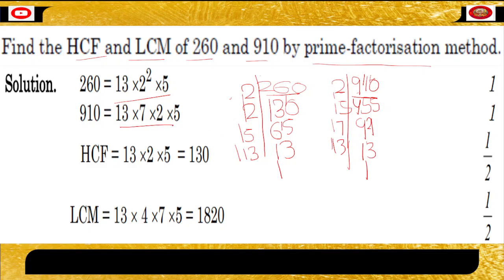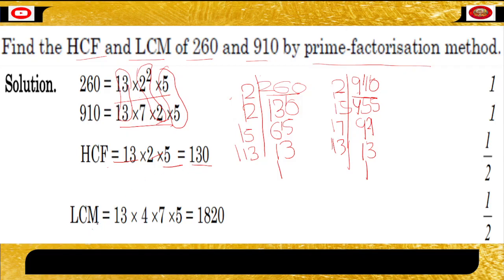That is written here. Next, HCF means common in both the numbers. Here is 13, here is 13. The lowest power is 13. Here is 2 square. Here is 2. The lowest power is 2. That is written here. Here is also 5. Write the 5 here. On multiplication, 13 into 2 is 26. 26 into 5 is 130, which is the answer.